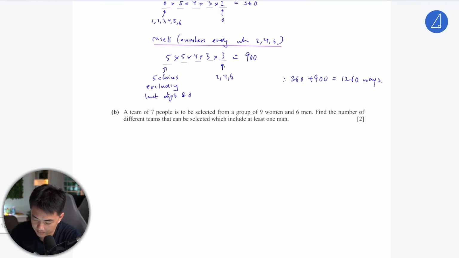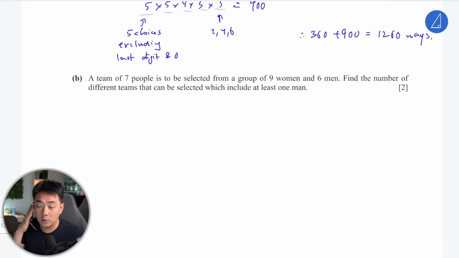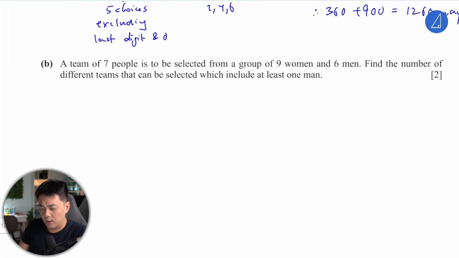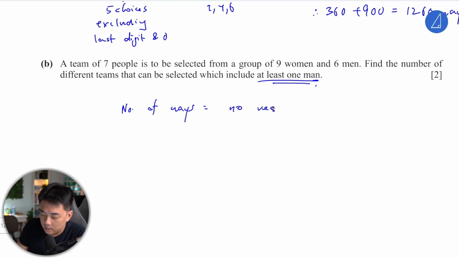Let's look at part B. A team of 7 people is to be selected from a group of 9 women and 6 men. Find the number of different teams that can be selected which include at least 1 man. Okay, that's great. What I would do if it's at least 1 man, I will take no restriction number of ways, minus the number of ways that is all women.